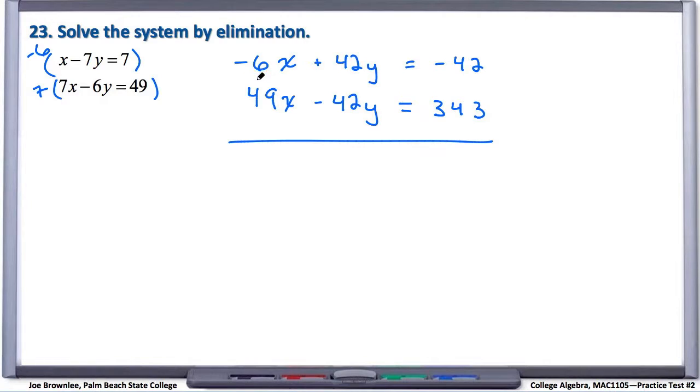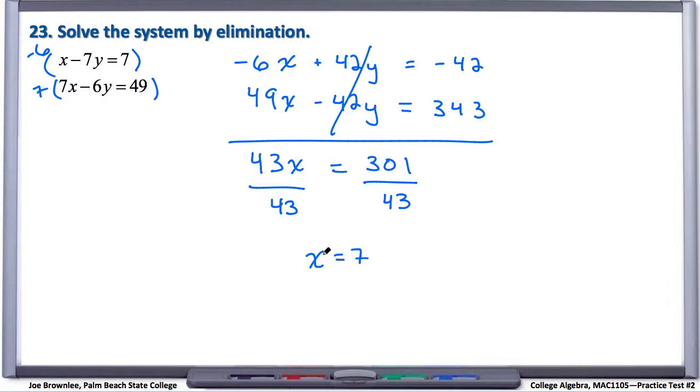All right, and now we're going to add vertically. Negative 6x plus 49x gives us 43x. 42y minus 42y, well, those go away. And then we have equals negative 42 plus 343, which is 301. And if we're going to solve for x, we need to divide by 43 on both sides. And so x equals positive 7. All right, so we've now solved for x.